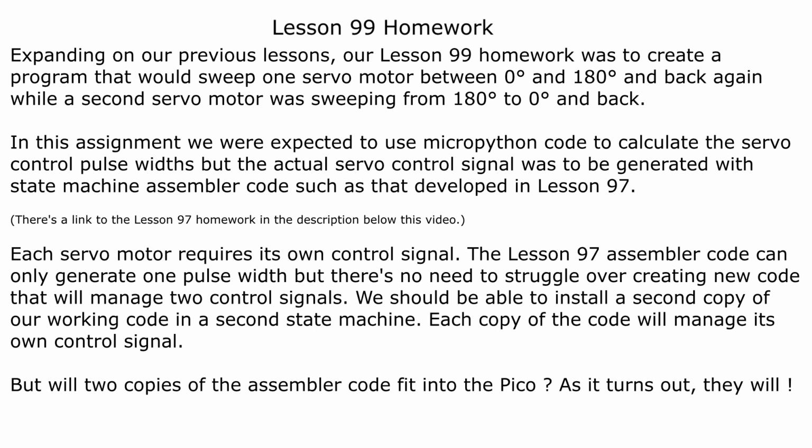Each servo motor requires its own control signal. The Lesson 97 assembler code can only generate one pulse width, but there's no need to struggle over creating new code that will manage two control signals. We should be able to install a second copy of our working code in a second state machine. Each copy of the code will manage its own control signal. But will two copies of the assembler code fit into the Pico? As it turns out, they will.